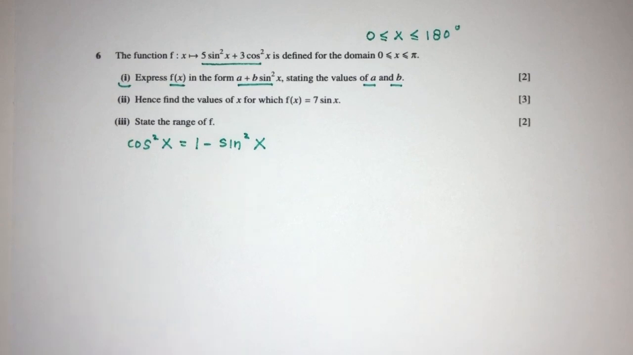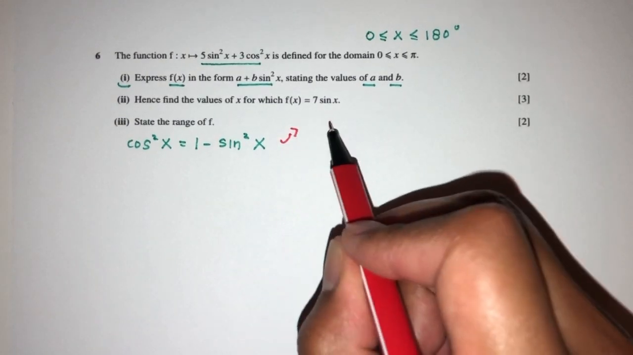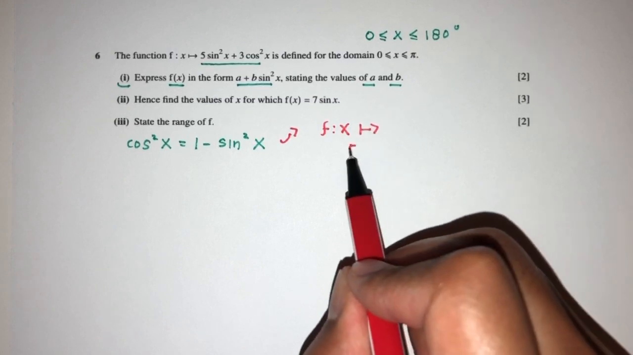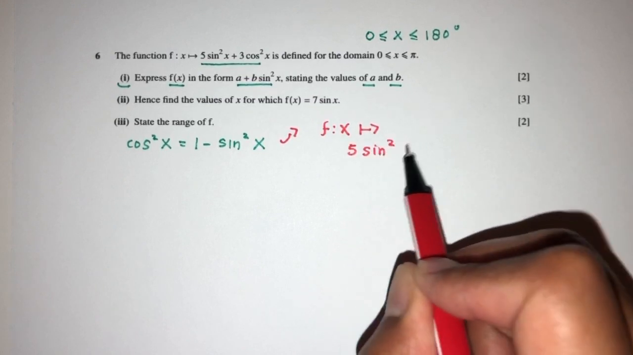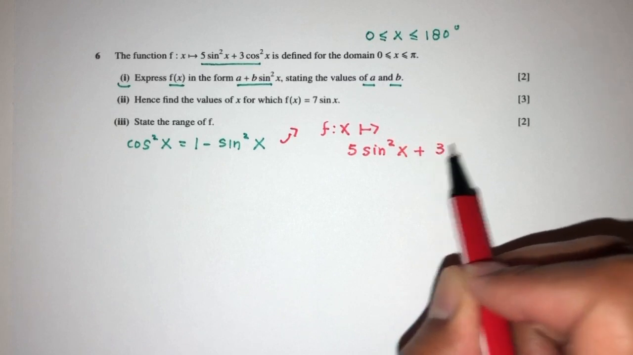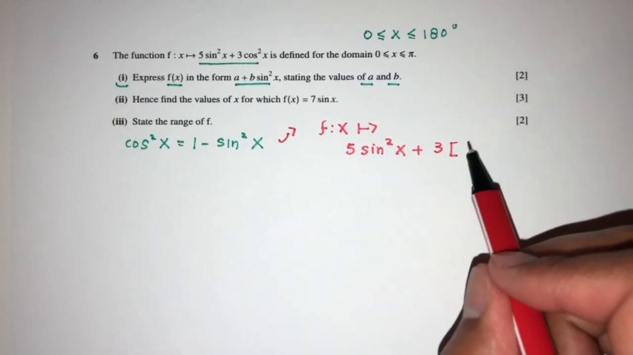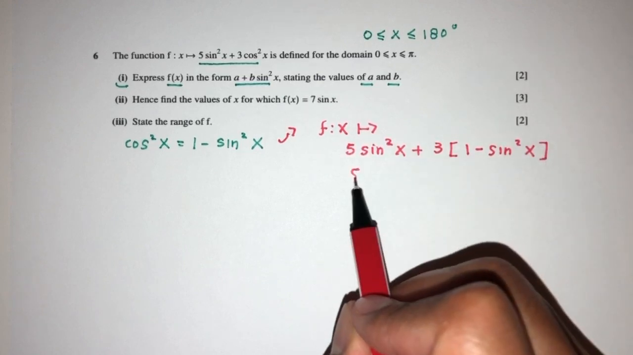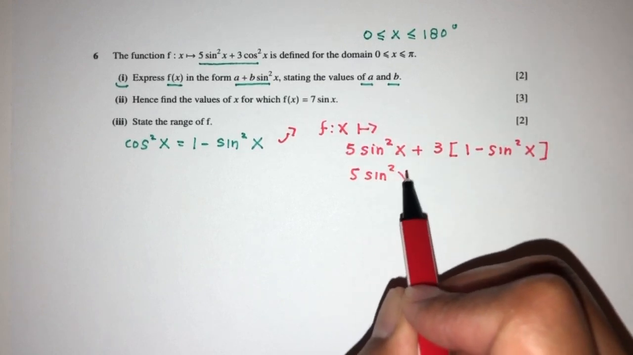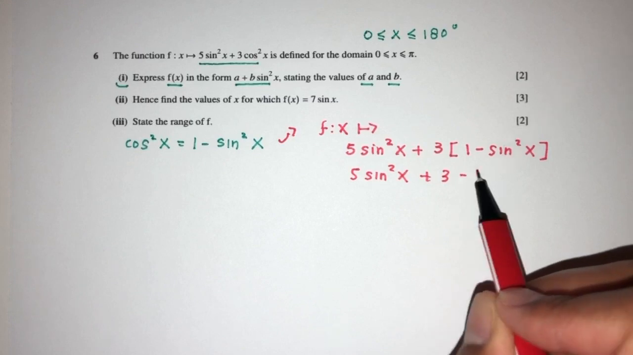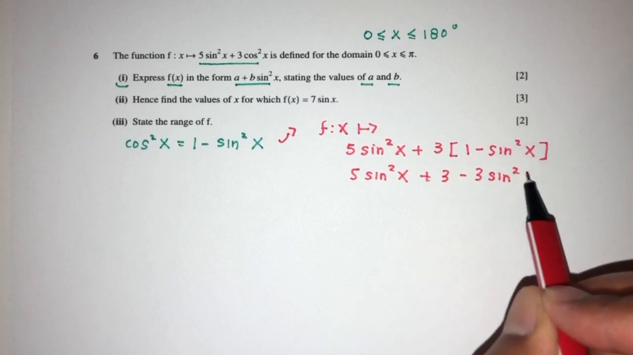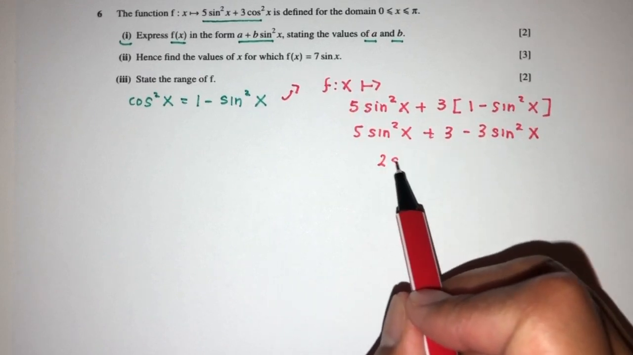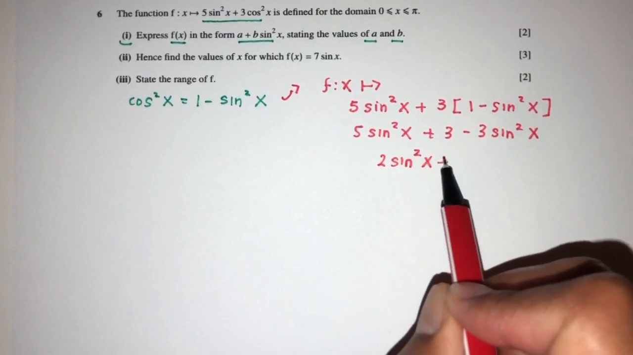Right? So from this we can do what? From this we realize we can say f(x) can be 5 sin²x + 3 cos²x, which we also know is equal to this value. We can just replace: that will be 5 sin²x + 3 − 3 sin²x. Now we can simplify, so 5 − 3 is 2, 2 sin²x + 3.